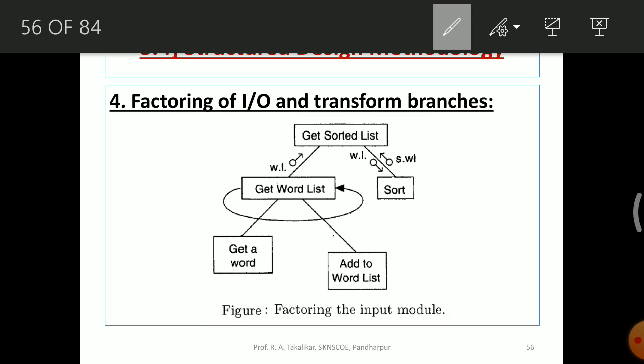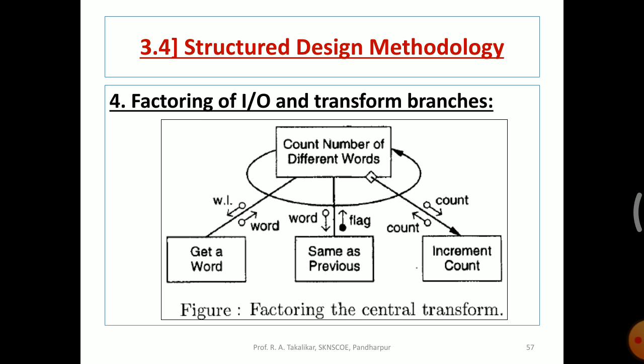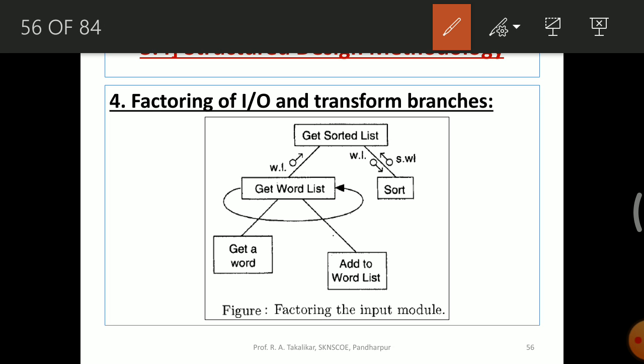So this is the example of factoring of IO and transform branches for decomposing the input module get word list. Another example, the count number. Here you can see the loop has been shown, which remains to be mentioned. This loop says two tasks, 1 and 2, are required to be done repeatedly.